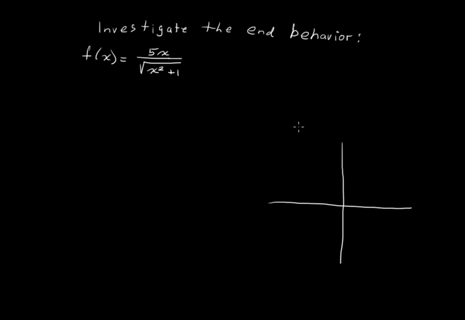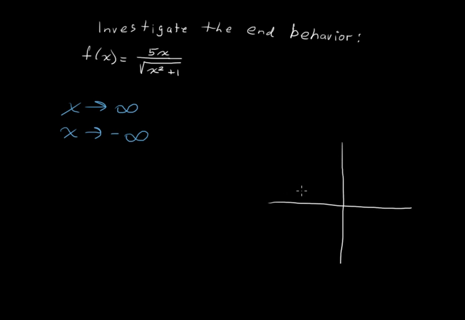In this video, we'll investigate the end behavior of the function f of x equals 5x over the square root of x squared plus 1. What we're talking about by the end behavior is, what does this function look like as x approaches infinity, or as x approaches negative infinity?